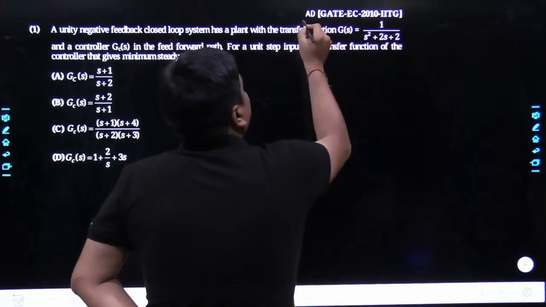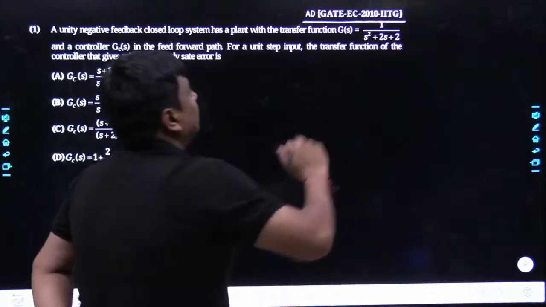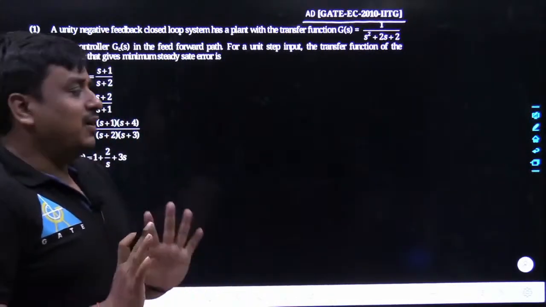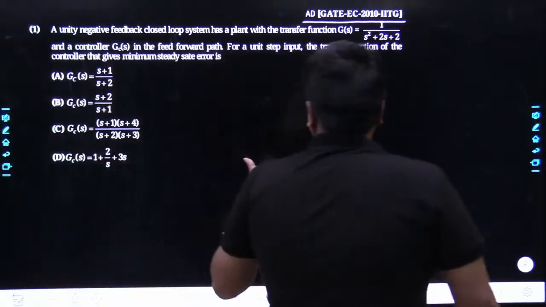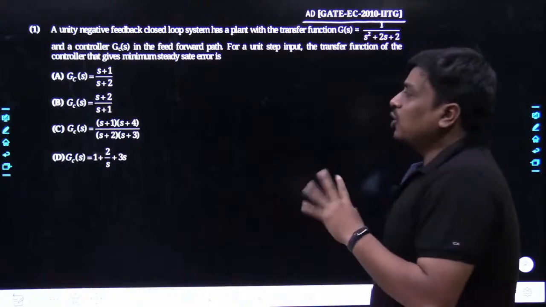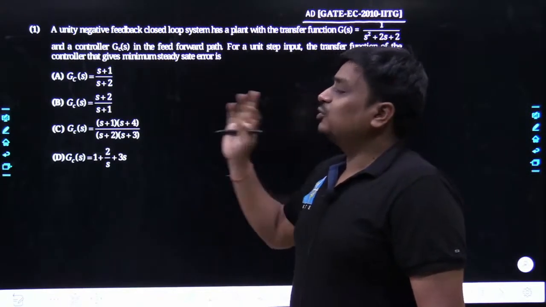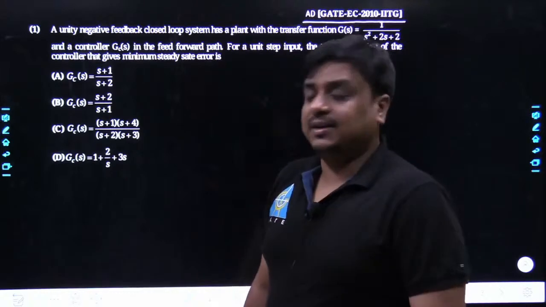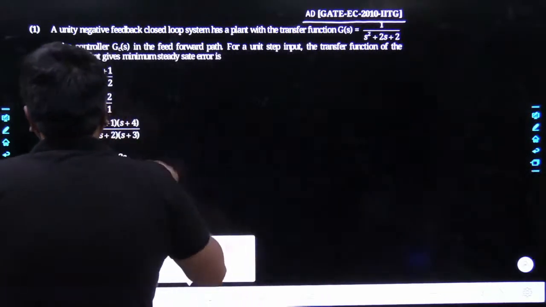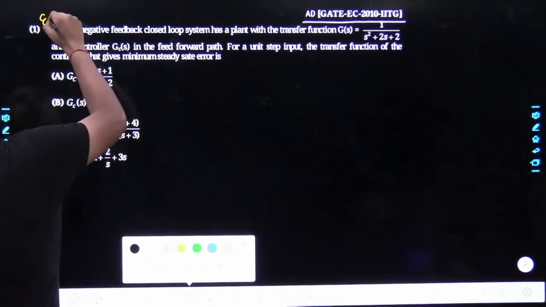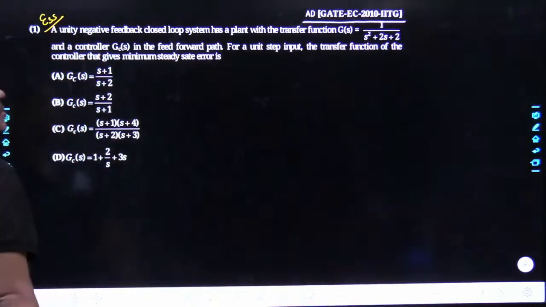The first problem you can see over the board appeared in GATE Electronics of the year 2010, framed by IIT Guwahati, one of the very well designed problems. The problem is based on the concept of controller, but more or less you have to discuss the steady state error. That means the first problem has been picked up from the topic called steady state error. So let me write over here. Here I need to discuss the steady state error. This would be my first question.